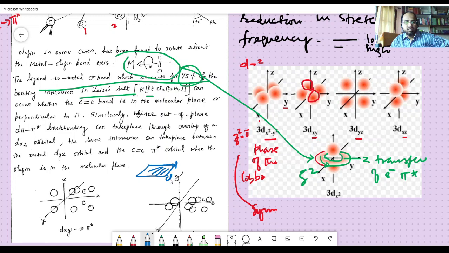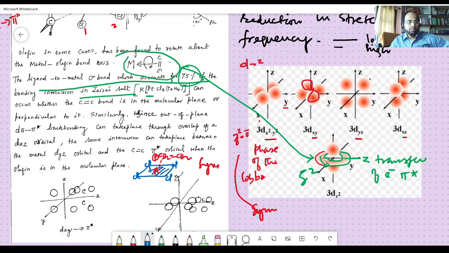You have got 3 Cl atoms there initially, and platinum is at the center. Now what happens is this platinum is trying to bond with a CH2 double bond CH2. It doesn't go to any p orbital of the carbon atom. It directly goes to the pi star orbital of the ethylene. The reason is the same symmetry. That is what you have to say. And whether it is perpendicular or similar.